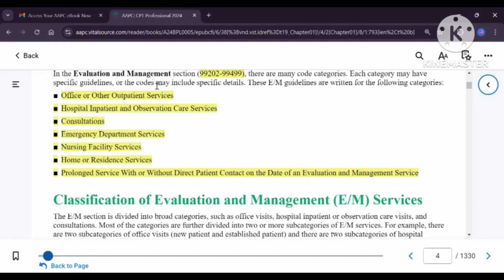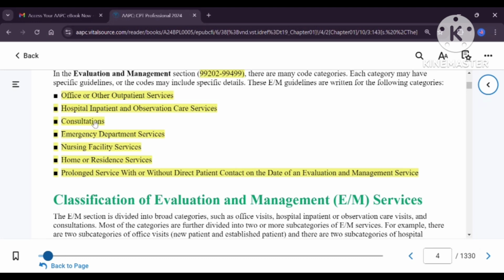Okay, so now under the ENM chapter, what are the subcategories we are going to see? It's about office or other outpatient services. That means the patient and the doctor are meeting in an outpatient clinic. Then hospital inpatient and observation care services. So this is like the patient is getting admitted in the hospital or being observed for less than a single day. That is observation care services.